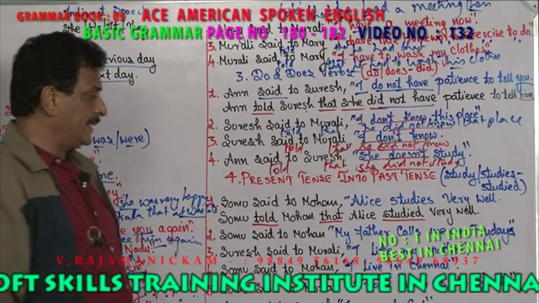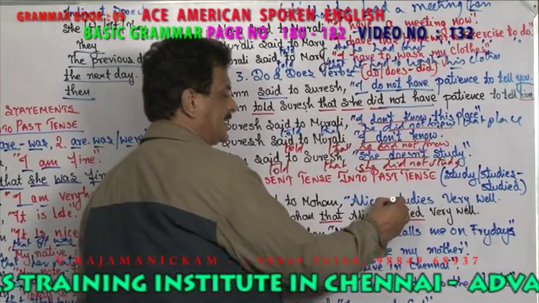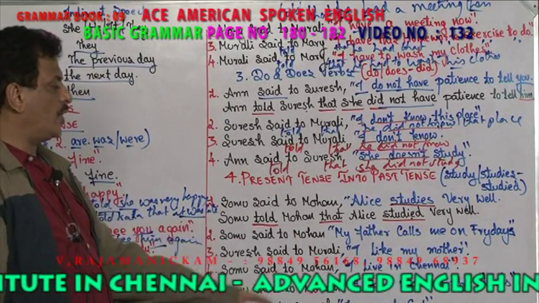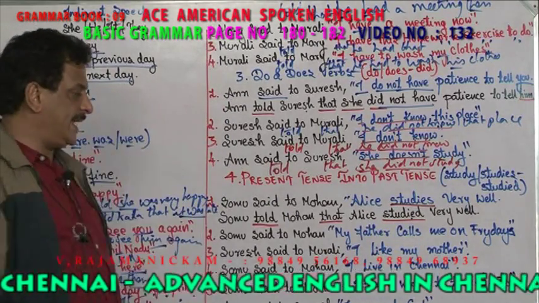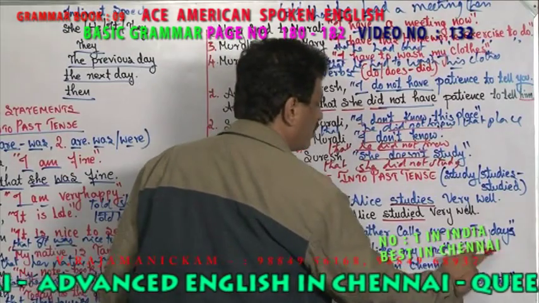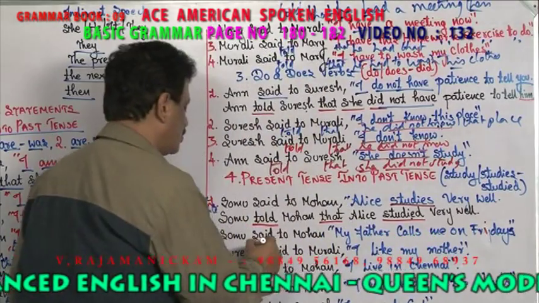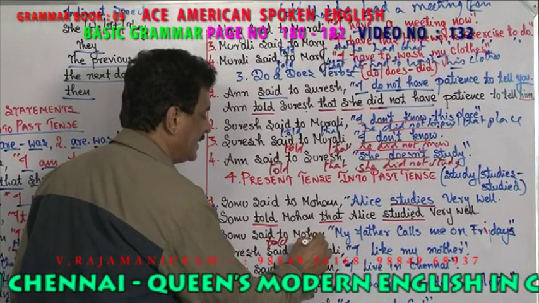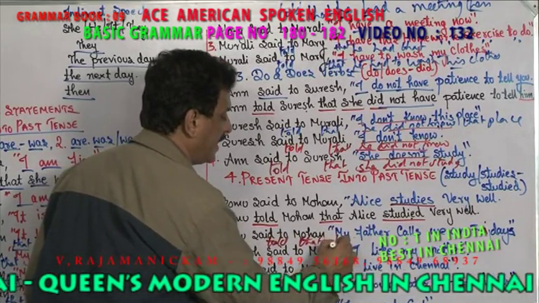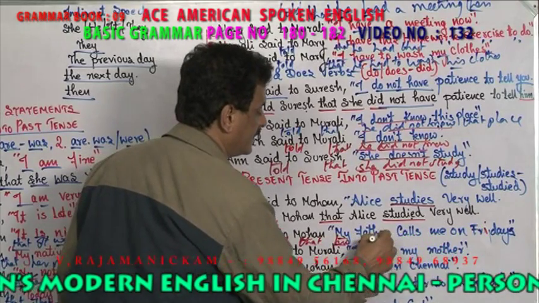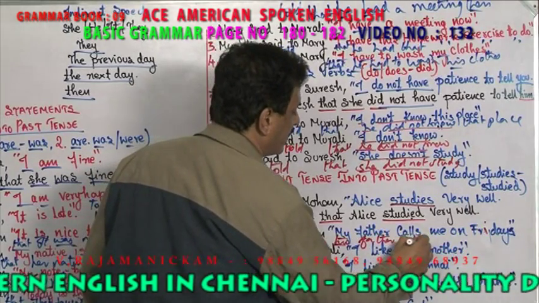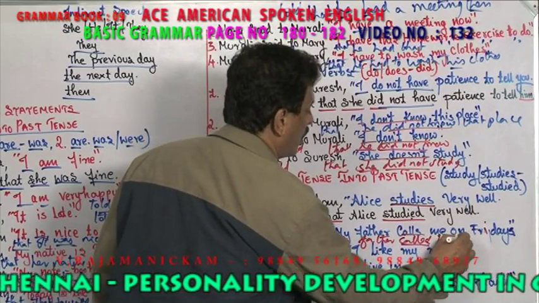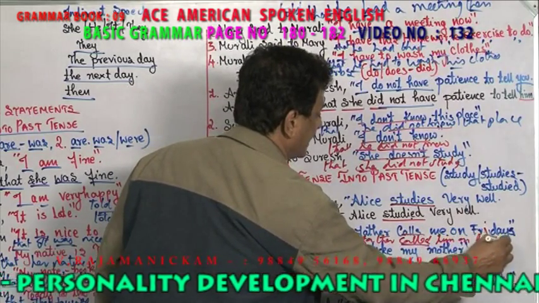Somu told Mohan that Alai studied very well. Somu said to Mohan, "My father calls me on Fridays." So, Somu told Mohan that his father called him on Fridays. My father changes into his father, call changes into called, me changes into him on Fridays, right, sir?